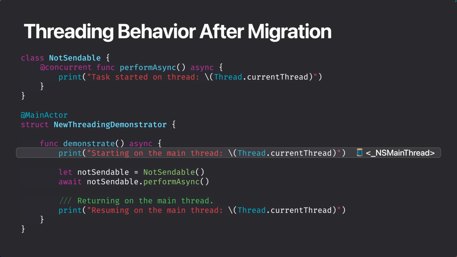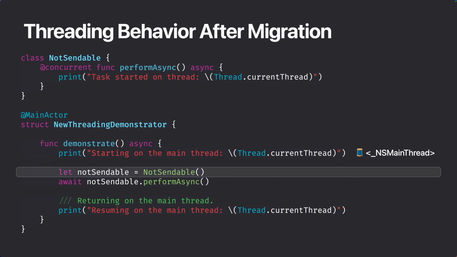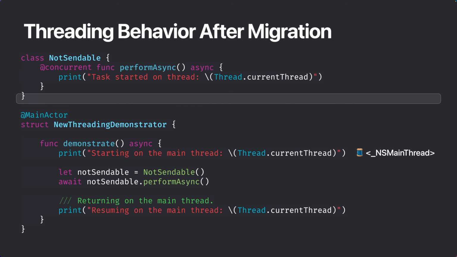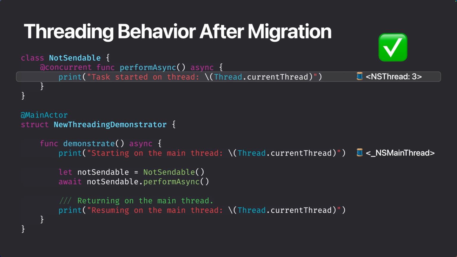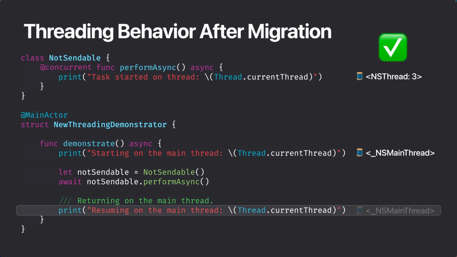And if we then run this code, we start on the main thread. We go into the perform async method, which runs on the background thread. And then eventually we return back on the main thread. So we restored the old behavior, but we opted into the upcoming feature.